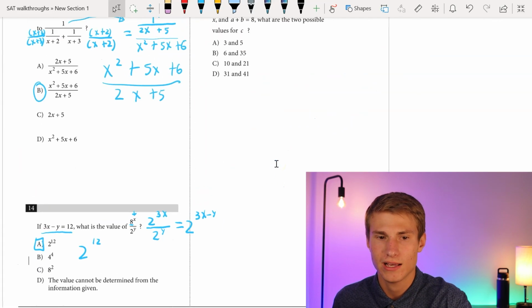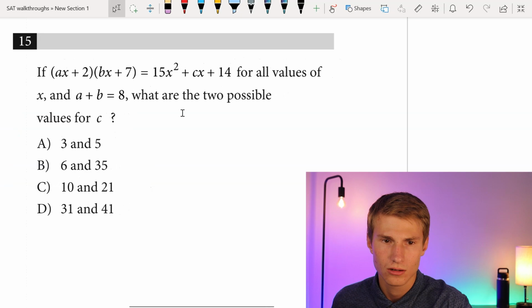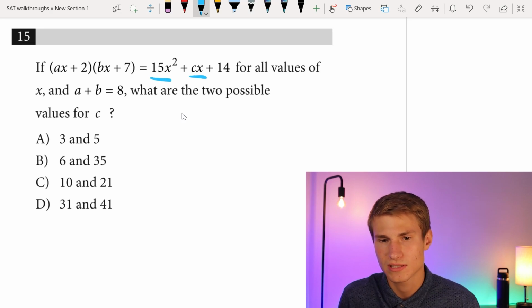All right, moving on, we've got question 15. If (a times x plus 2) times (b times x plus 7) is equal to 15x squared plus cx plus 14 for all values of x, and a plus b is equal to 8.